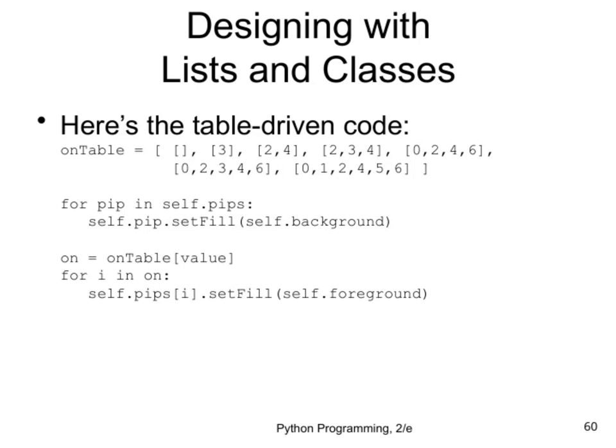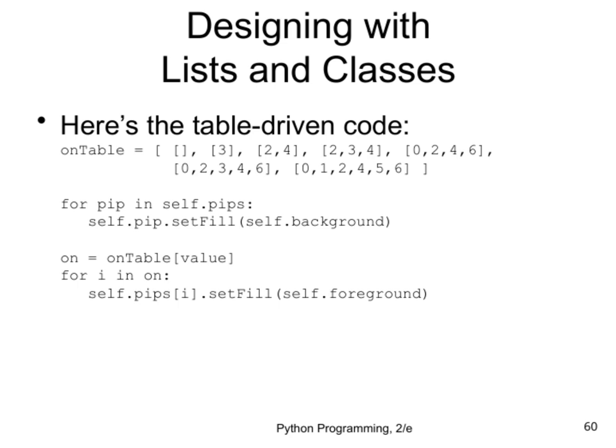Now let's take a closer look at this table-driven code. Here, onTable is a list of lists, where each inner list contains indices that correspond to specific pips. Essentially, it acts as a lookup table that tells us which pips to turn on or off based on the current value. In the loop, we first set each pip's fill color to the background, effectively turning them off. Then, we retrieve the list of indices for the current value from onTable. For each index in that list, we set the corresponding pip's fill color to the foreground, turning it on.